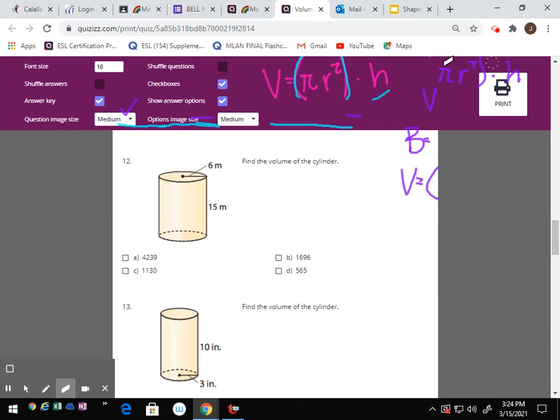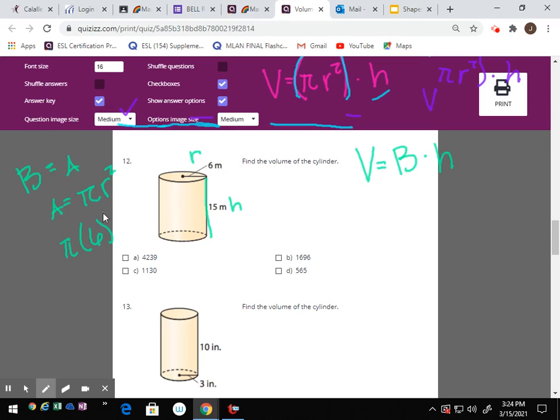So question number 12, again, it wants us to find the volume of a cylinder. So for a cylinder, again, our volume formula is V is equal to big B times height. Okay, big B stands for the area of the base, which we know is a circle. The area formula for a circle is pi radius squared. We can see 6 is our radius, and 15 is the height of our whole 3D shape. Okay, so we'll plug in 6 for radius, so we have pi times 6 squared.